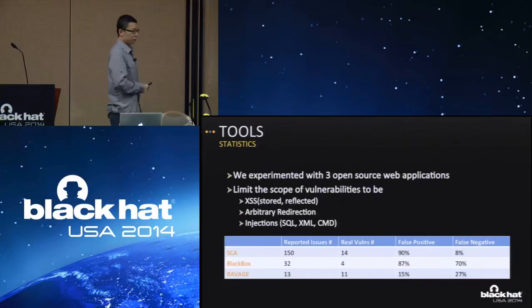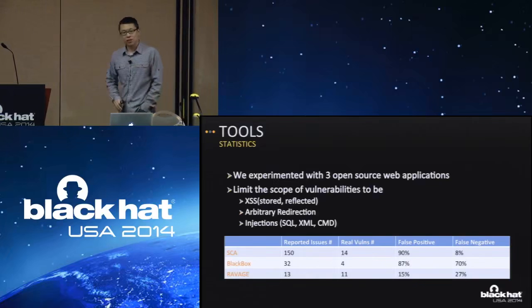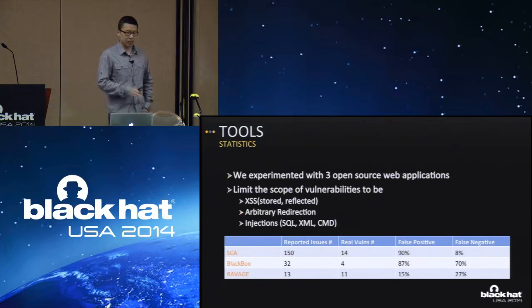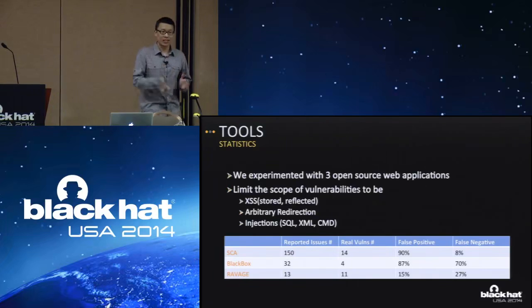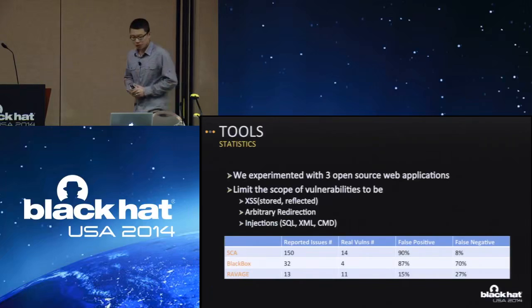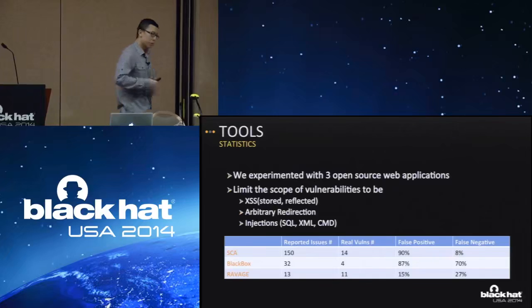On average, for static analysis, it reported 150 issues in total, and 14 of them are real issues. Basically, 90% of them are not real issues, they are false positives. And false negative is 8%. How false negative is calculated is basically the number of vulnerabilities detected in one tool over the totality of all vulnerabilities detected by the 3 tools. So there might be more vulnerabilities, but we didn't have time to go through a full review to find all of those. And then we have black box tools.